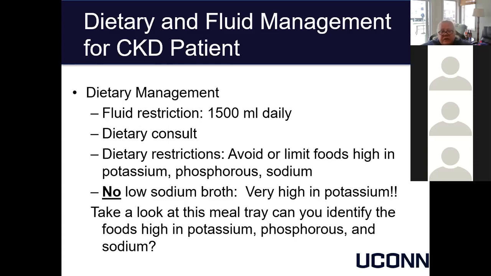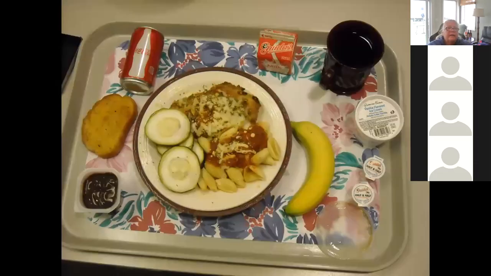And so again, here's a picture of a meal tray. Anything there that stands out as not being exactly right for a patient with chronic kidney disease? The banana's high in potassium. That is correct. The Coke, too much sugar. Again, correct. You've got some prepared food over here. So it looks like a pudding cup, if you will.